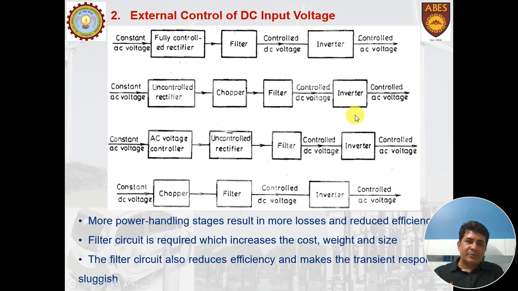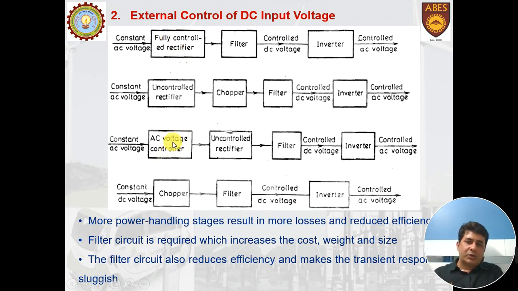So here the last step is the inverter, but before this inverter we have added a few stages which are controlling the DC input. The DC input can be controlled with the help of a fully controlled rectifier, the phase control rectifiers. Or if you're using an uncontrolled rectifier, then you can have a chopper with it. So here the chopper will provide the control over DC. Here the fully controlled rectifier will provide the control.